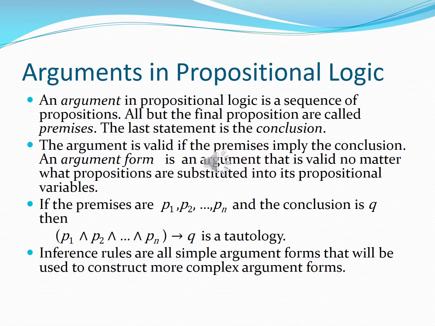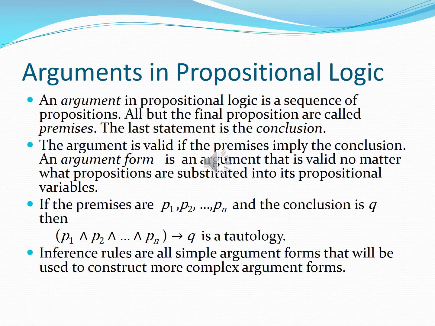Arguments in propositional logic. An argument in propositional logic is a sequence of propositions. All but the final proposition are called premises. The last statement is the conclusion. The argument is valid if the premises imply the conclusion. An argument form is an argument that is valid no matter what propositions are substituted into its propositional variables.